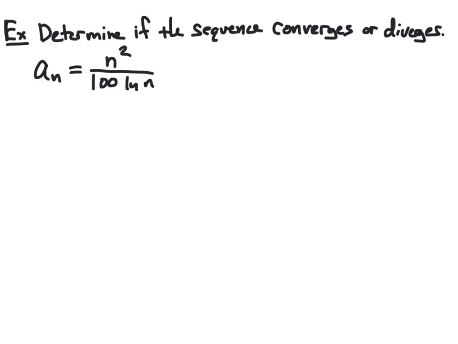In this example, we want to determine if the sequence with general term a sub n equal n squared over 100 natural log n will converge or diverge.